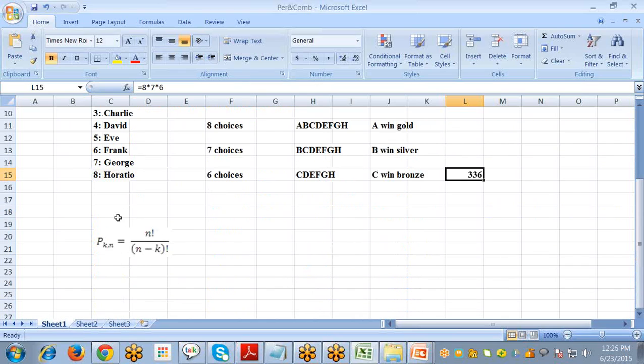So the formula works like this: factorial of n divided by factorial of n minus k. So it will be written as P(n, k), for the number chosen k and total number of choices n, equals factorial of 8 divided by factorial of 8 minus 3, and this will give the output 336 as per the math calculation.